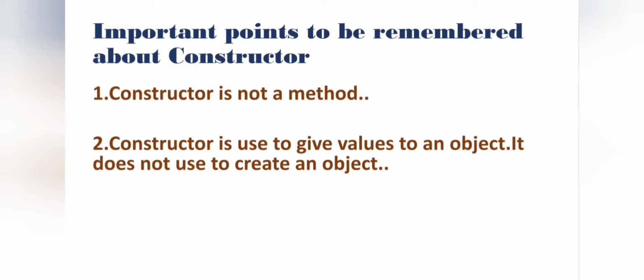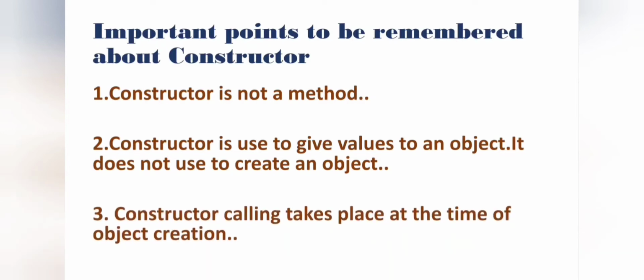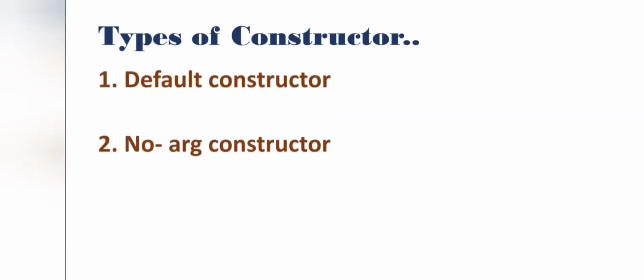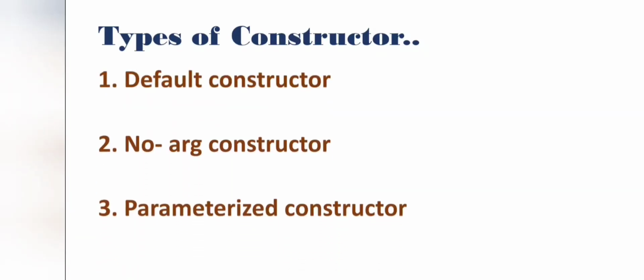Okay, and the third point, constructor calling takes place at the time of object creation. That means a constructor is called at the time of object creation. We do not need to call the constructor separately. Okay, now we are going to discuss the types of constructor. So there are three types of constructor in Java: default constructor, no-argument constructor and parameterized constructor. Okay, so first we are going to discuss the default constructor. So as we discussed earlier, to give values to an object we have to write a constructor in our class, right?